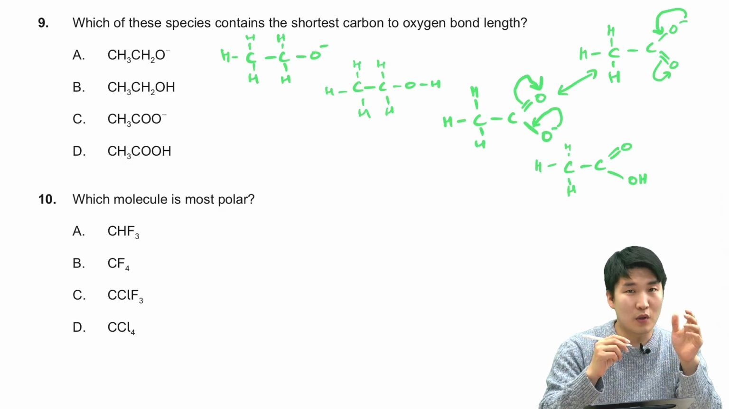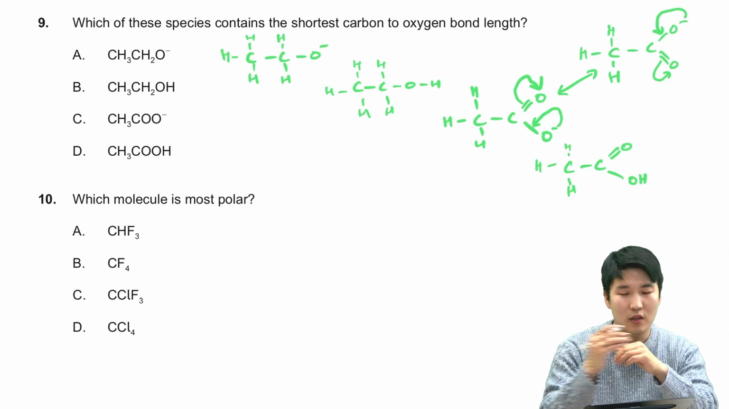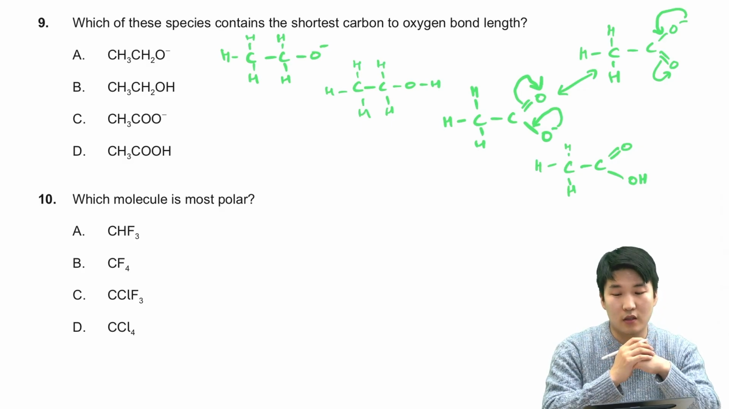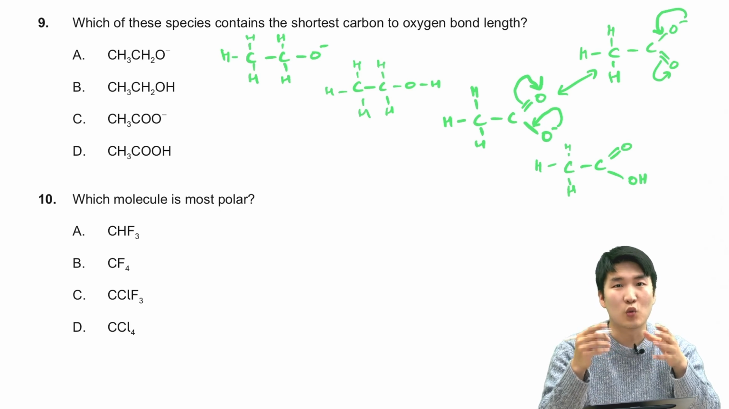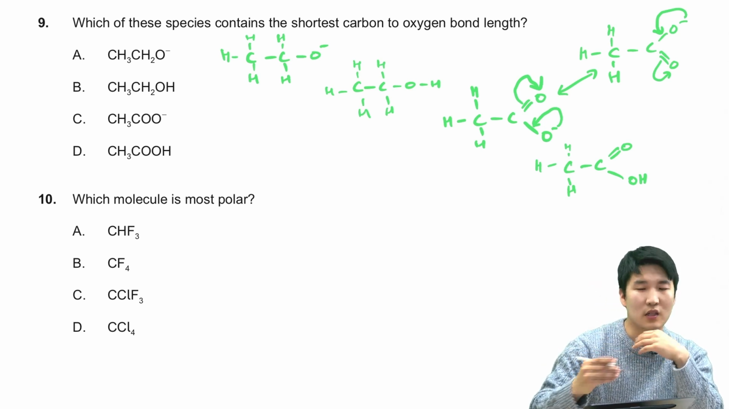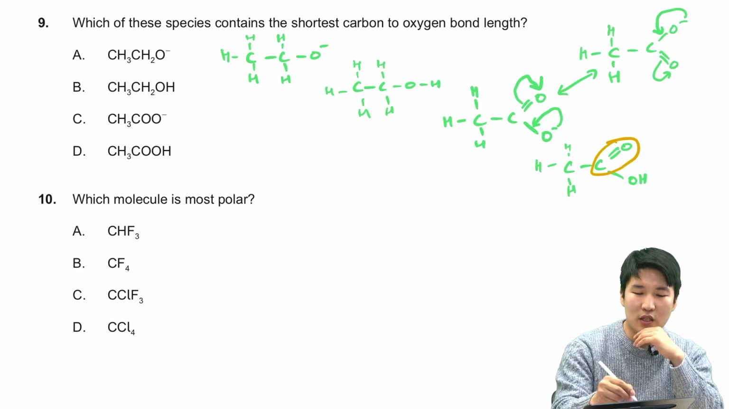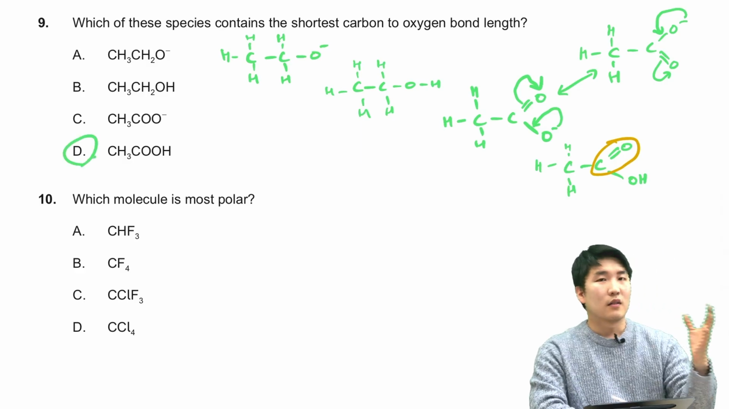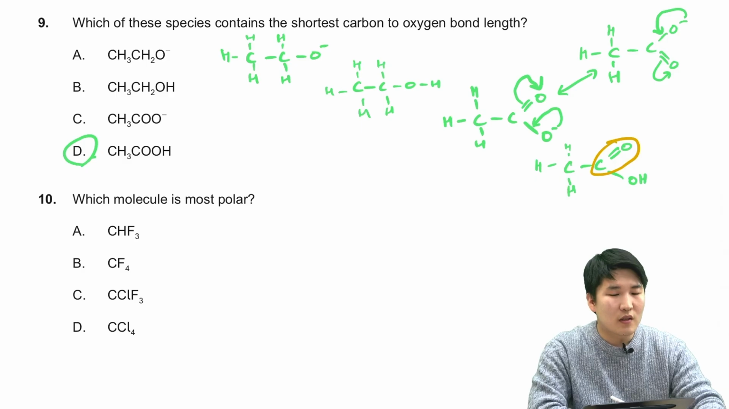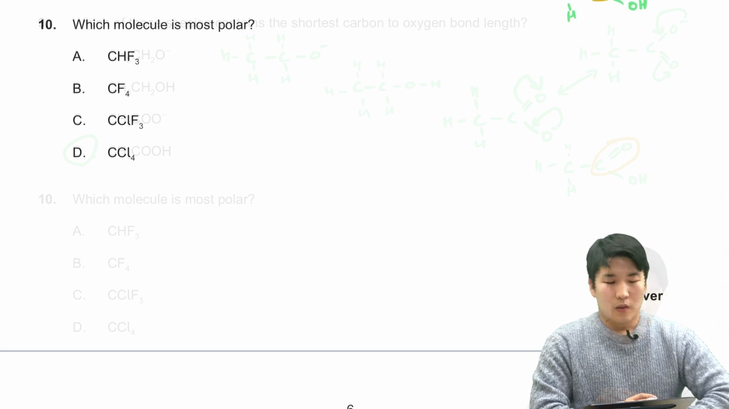But the 1.5 bond order covalent bond will not be as short as a double bond, which is present in ethanoic acid. Therefore, the ethanoic acid, which contains a double bond, in theory has the shortest carbon to oxygen bond length.